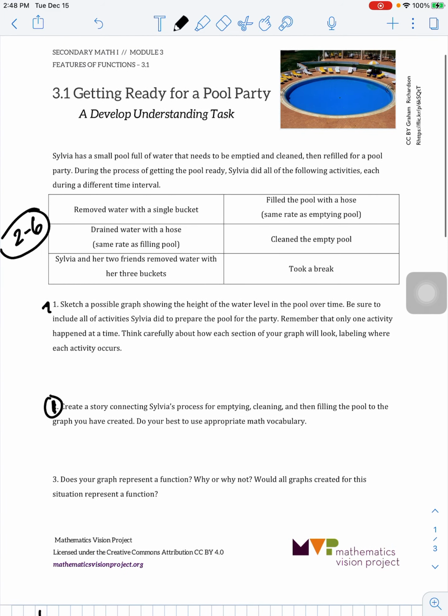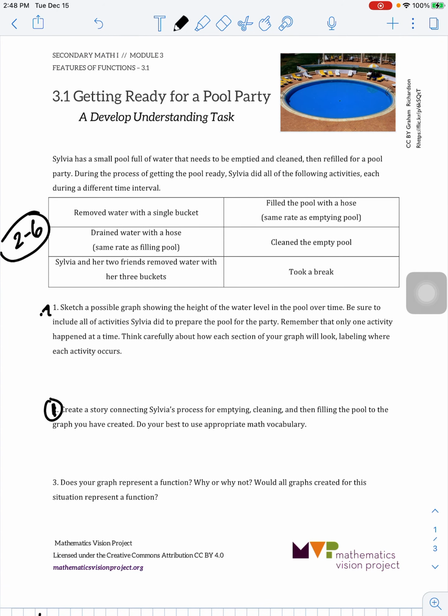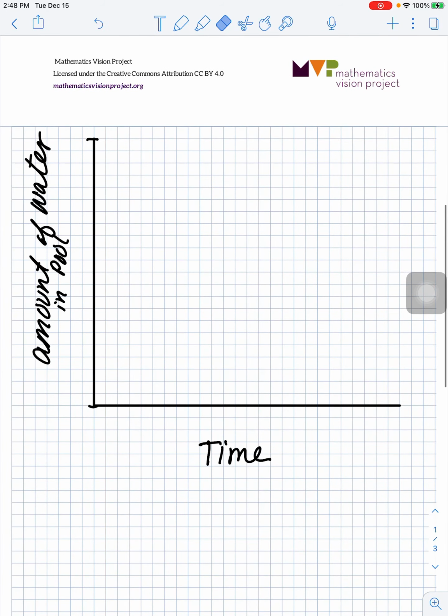And then the last task for you today is to sketch a graph showing where the water level would be according to your story. So let's say in your story, you did this first, and then you did this, and then you did this. Whatever order you choose to do it in, you want to make your graph. So if you start filling the pool, draining the pool, you could do it with a hose.